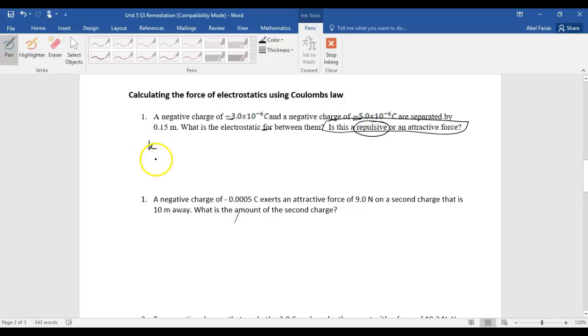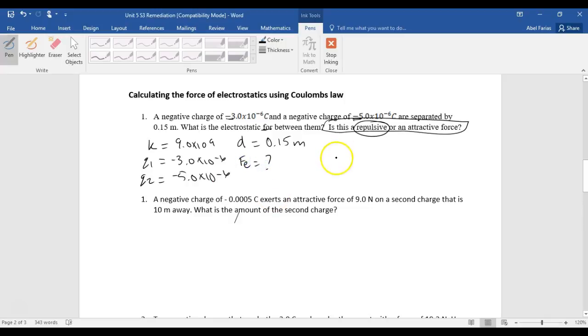So knowns, we know Q1 is equal to negative 3.0 times 10 to the negative 6. Q2 is equal to negative 5.0 times 10 to the negative 6. We know that K will equal 9.0 times 10 to the 9th. And then there's one more known that we have. It's our distance, which is equal to 0.15 meters. Good. Those are all of our knowns, and what we're trying to find is the force of electrostatics.